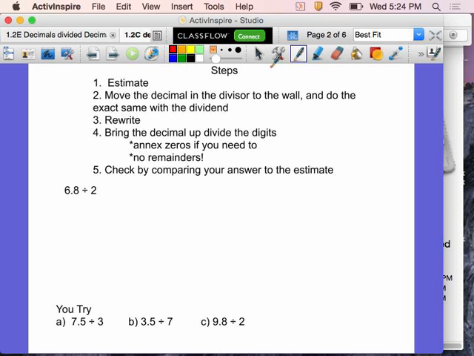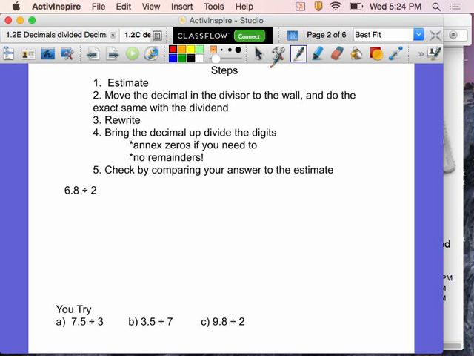Today we're going to focus on bringing the decimal up and dividing the digits. We'll annex the zeros if we need to, and we're not going to deal with remainders right now. And then of course, check your answer by comparing to the estimate. So let's see what that actually all means.